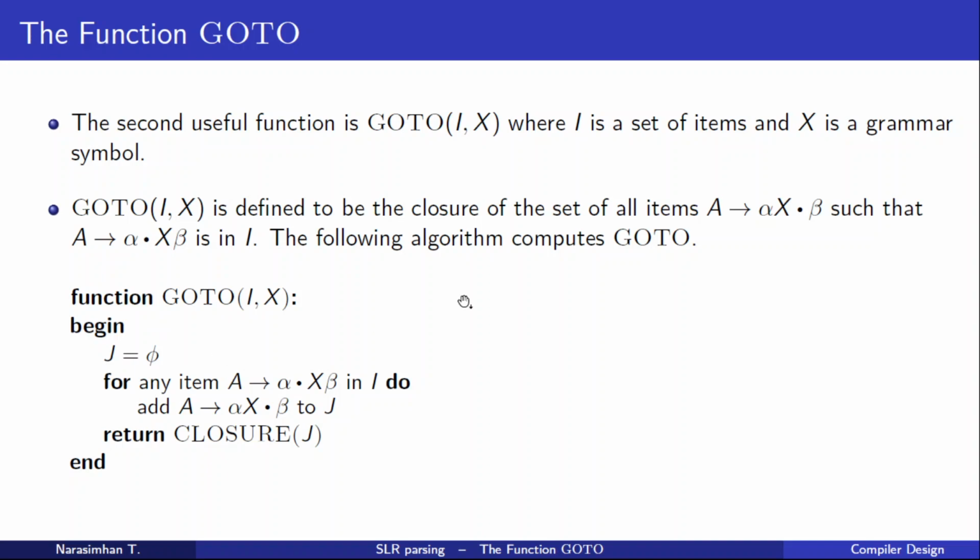As I told earlier, you will be forming a temporary set. The temporary set is taken as J here, initialized to be the null set. Then for every item of the form A gives alpha dot X beta in I, you move the dot to the right of the symbol X and add to J. So add A gives alpha X dot beta to J. You collect all such items in the temporary set J, then you just return closure of J. That will be the goTo.